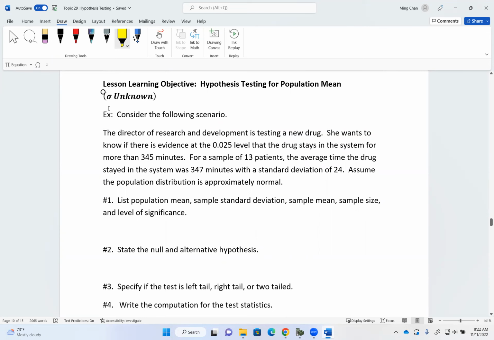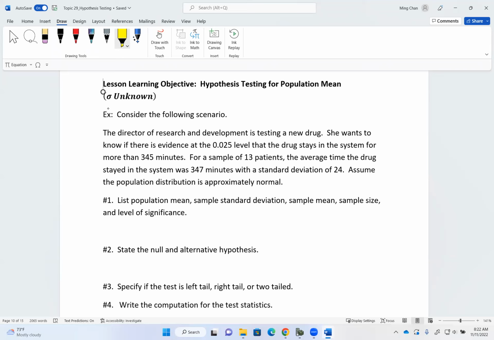This example says the director of research and development is testing a new drug. She wants to know if there is evidence at the 0.025 level that the drug stays in the system for more than 345 minutes. For a sample of 13 patients, the average time the drug stayed in the system was 347 minutes, with a standard deviation of 24. This 24 comes from the sample of 13 patients, so that's your sample standard deviation. This is your sample mean. Assume the population distribution is normal.